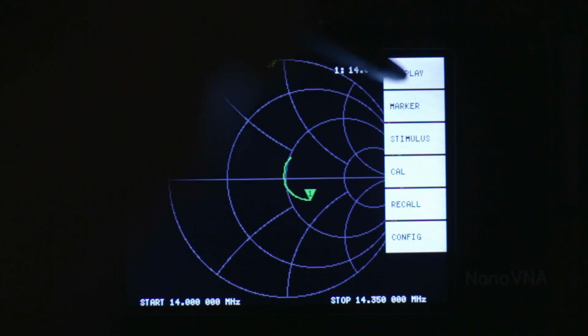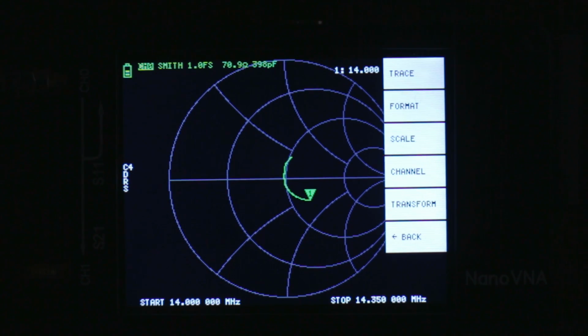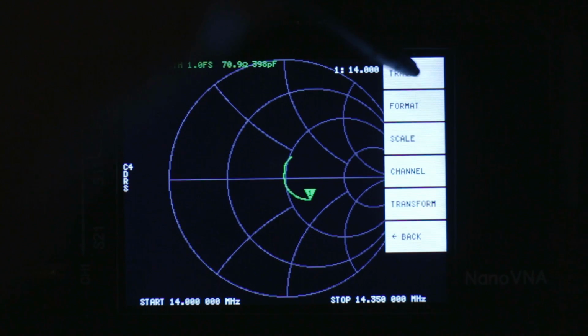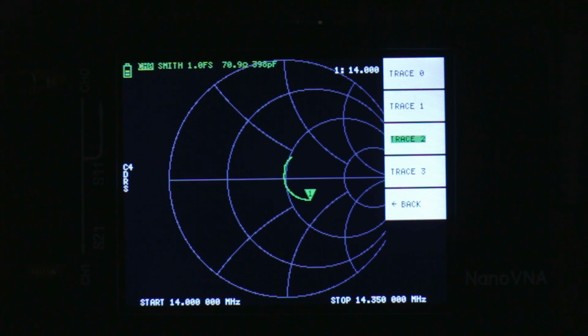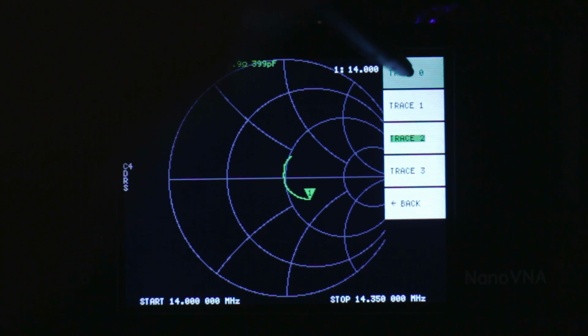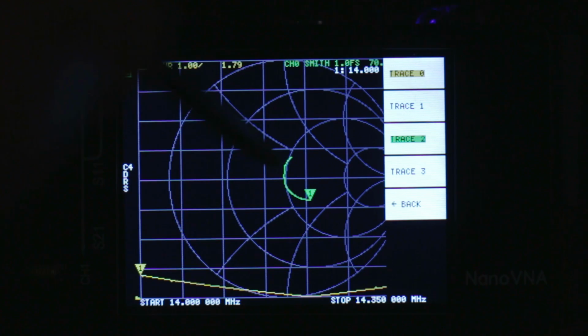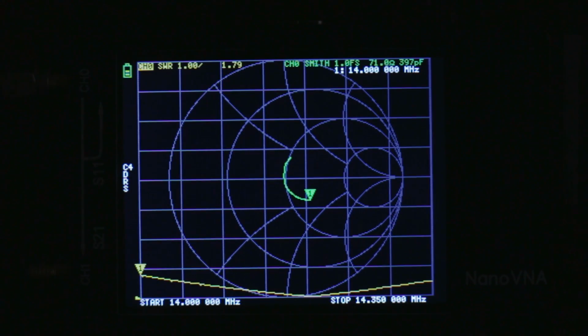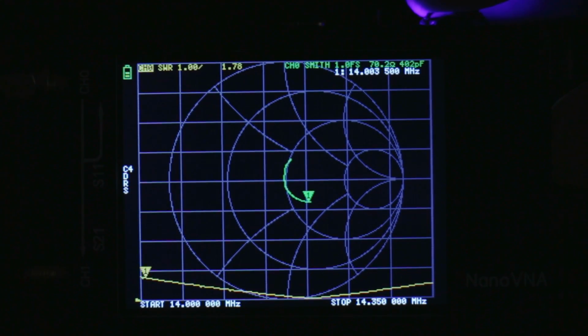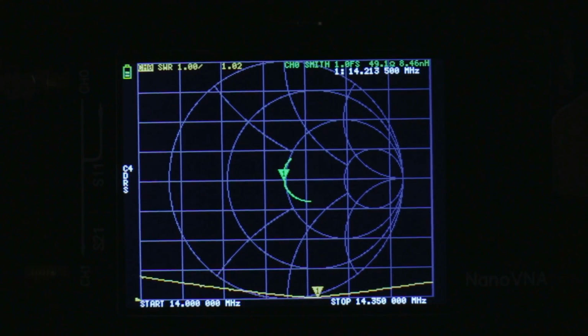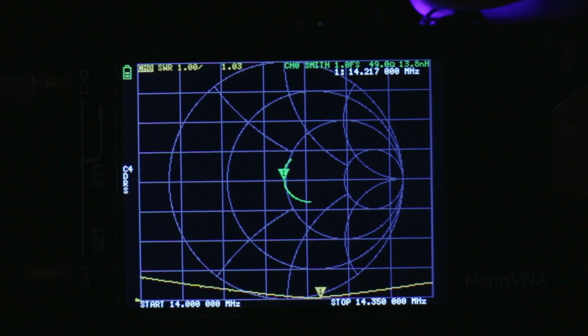At this point, we only have the Smith chart on the screen. By tapping the Display tab, then Trace, we can see that only Trace 2 is displayed. By tapping Trace 0, we can now overlap the VSWR plot over the Smith chart. Note that the VSWR value is now displayed on the top left-hand corner of the screen, while the impedance now moves to the top right. The trace numbering may vary depending on the version you have.